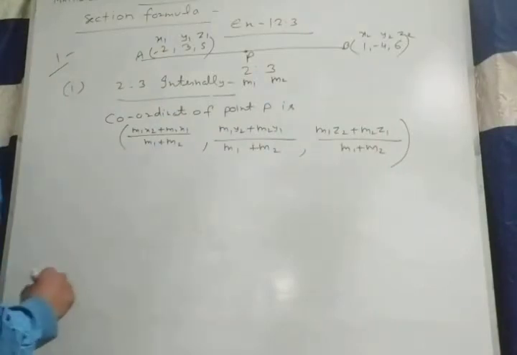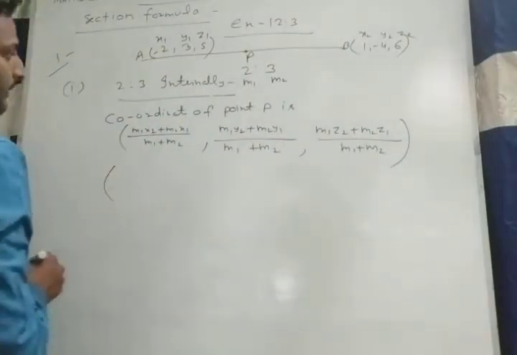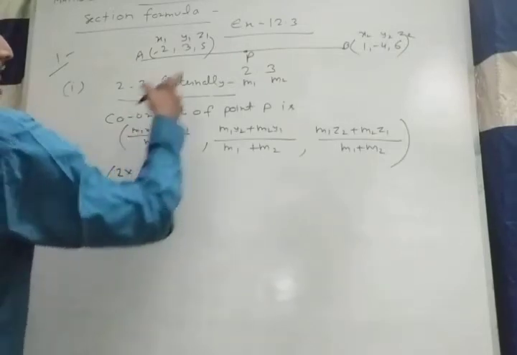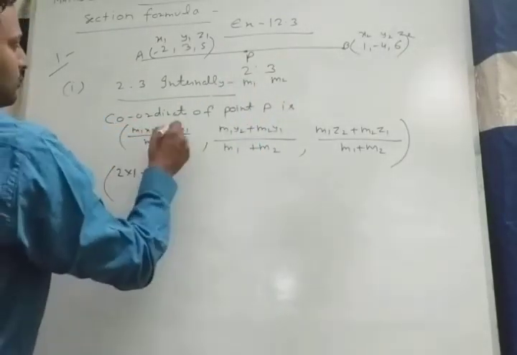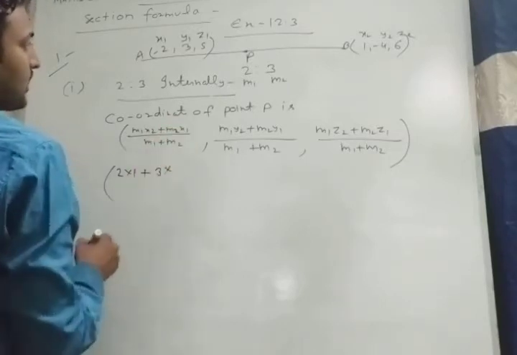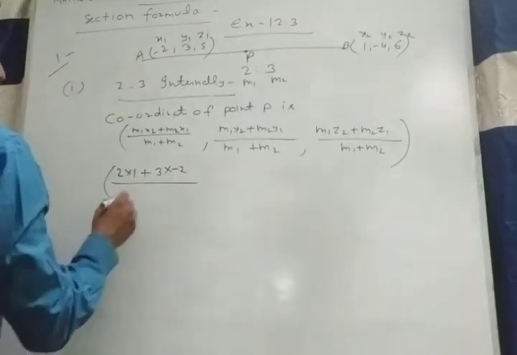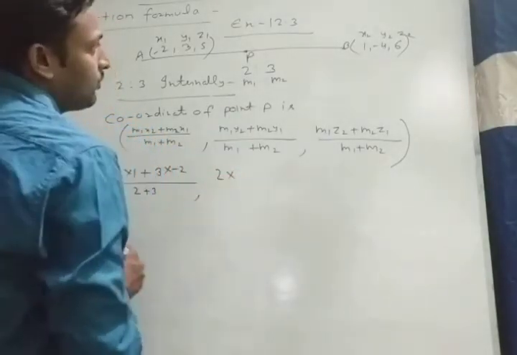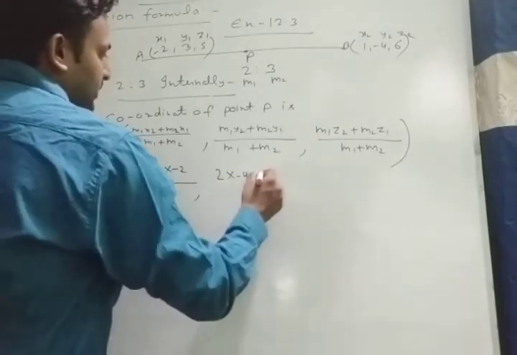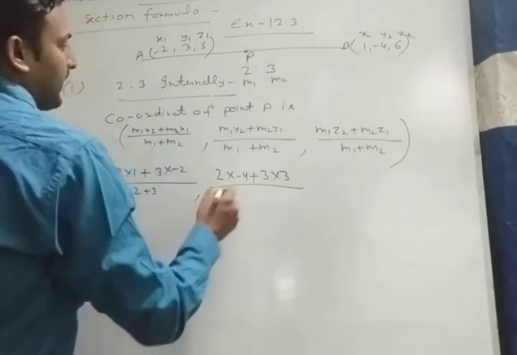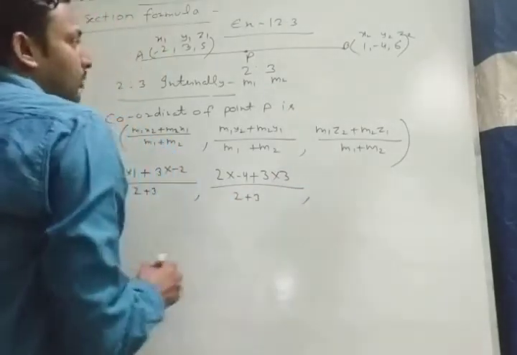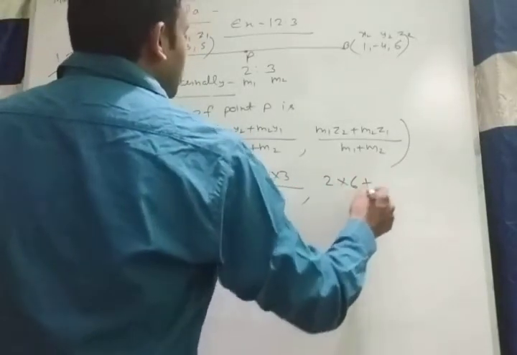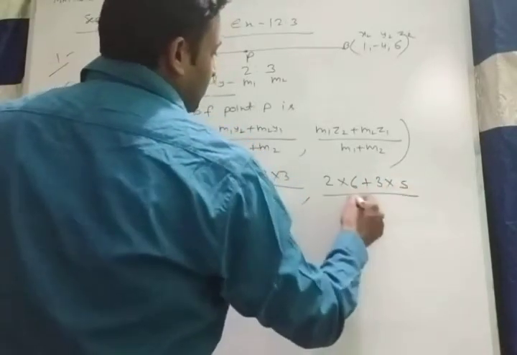Now we will put all the values from here into this coordinate. So m1 is 2 into x2. x2 is 1, plus m2, m2 is 3 into x1. x1 is minus 2, divided by m1 plus m2, 2 plus 3. Next, m1 is 2, y2 is minus 4, plus m2 is 3, y1 is 3, divided by 2 plus 3. m1 is 2, z2 is 6, plus m2 is 3 and z1 is 5, divided by 2 plus 3.